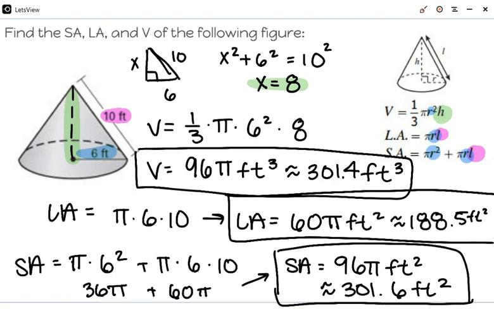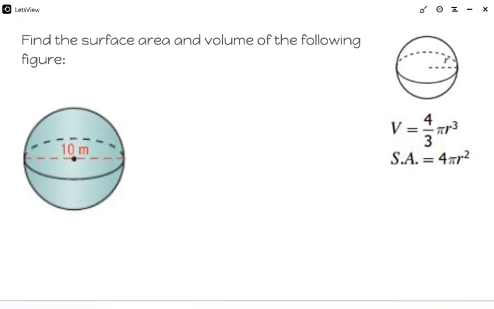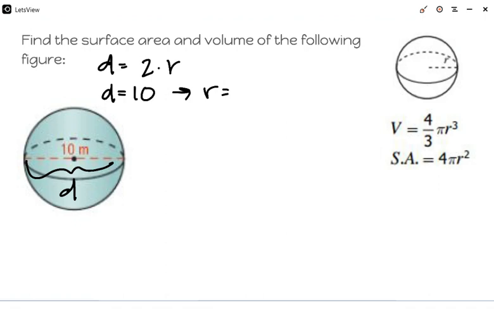We have our last shape. If you have made it to this point in the video, mad respect. Okay, last up is we have a sphere. Okay, remember this 10, that is our diameter. Okay, our diameter is twice our radius. So if our diameter equals 10, that tells me that our radius equals 5. Okay, the nice thing about spheres, radius is the only number that matters.